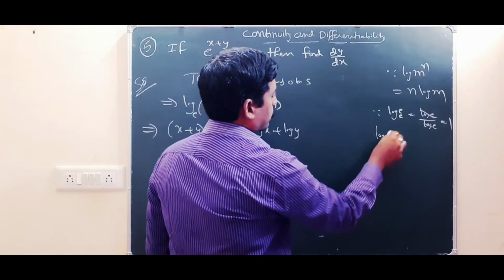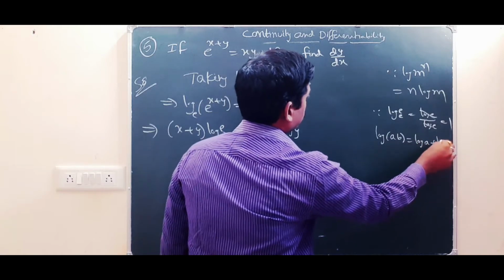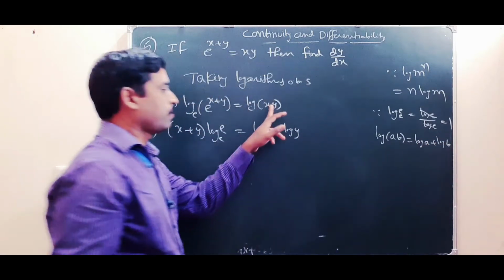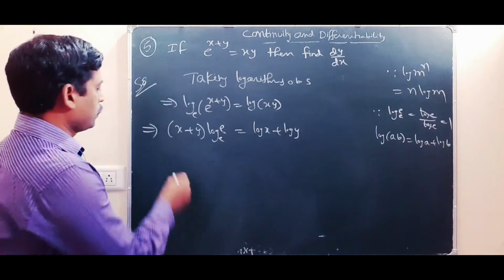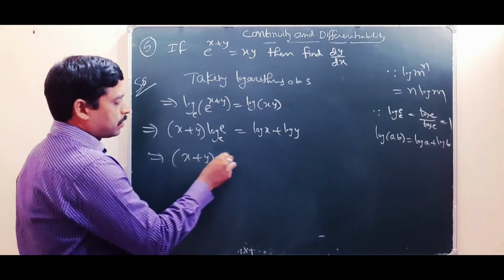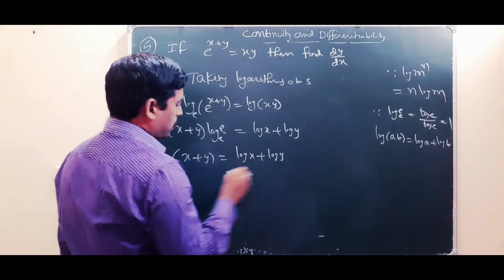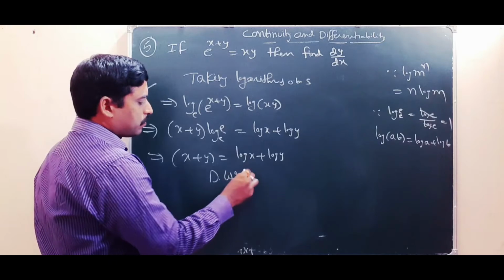So log xy: we have the log ab formula, log a plus log b. So log xy is log x plus log y. It will be x + y = log x + log y. Now differentiation with respect to x on both sides.